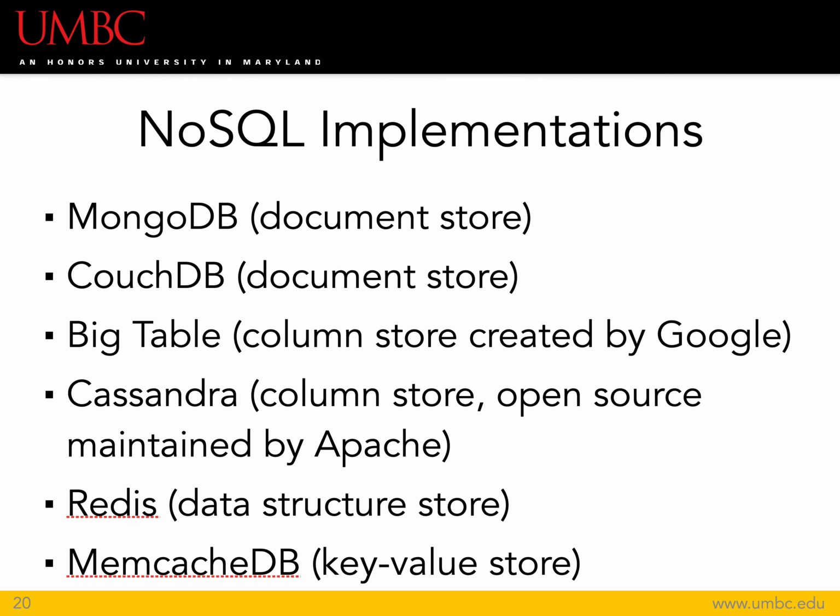Here are some popular implementations of NoSQL databases. MongoDB and CouchDB are document store databases. Bigtable, which is a Google database, does column stores. Cassandra is an open source kind of clone of that for the Apache Foundation. Redis is a very popular data structure store, which is similar to a document store. And then MemCacheDB is a very popular key-value store that specializes in high speed of access, so very low latency access for keys and values that are stored associated with one another.